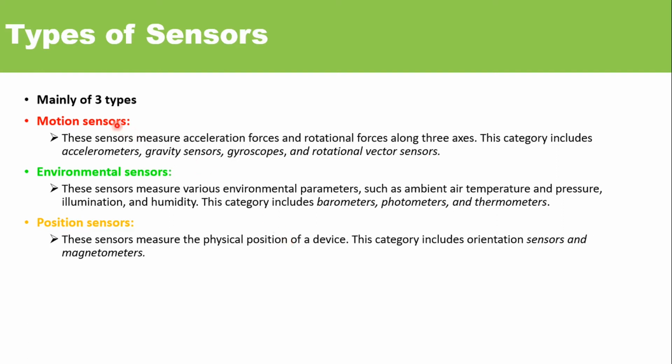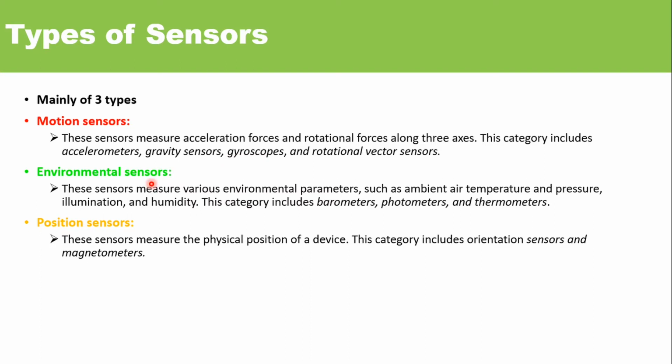So there are mainly three types of sensor. They are the motion sensors, then you have the environmental sensors, and last but not least the position sensors. So for your motion sensors, these sensors basically measure the acceleration forces and rotational forces along the three axes, and the three axes are your x, y, and z axis, right? So this category includes accelerometers, gravity sensors, gyroscopes, and rotational vector sensors.